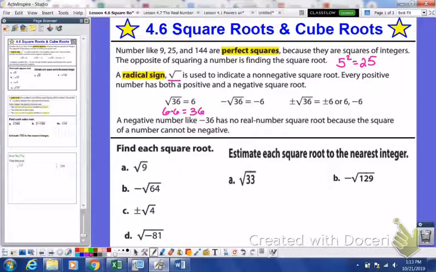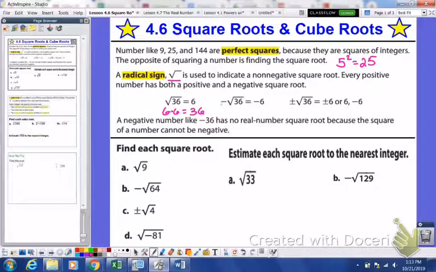If you ever see this plus or minus here, that means we're looking at the positive and the negative square root of 36. So we have plus or minus 6, which could also be rewritten as 6 or negative 6. Now, a negative number like negative 36 has no real number square root because the square root of a number cannot be negative. So that negative must be outside of the radical, not inside.